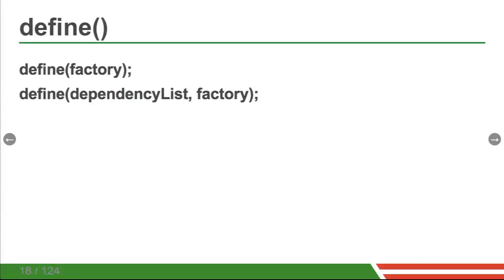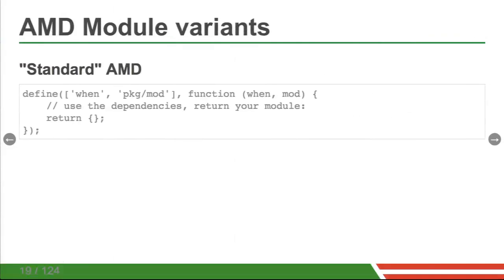So, there are two main flavors. I'm lying a little bit, but let's just concentrate on two main flavors, and that is you either supply a factory function to define, or you supply a list of dependencies and then a factory function. Just dive right in and take a look at that.